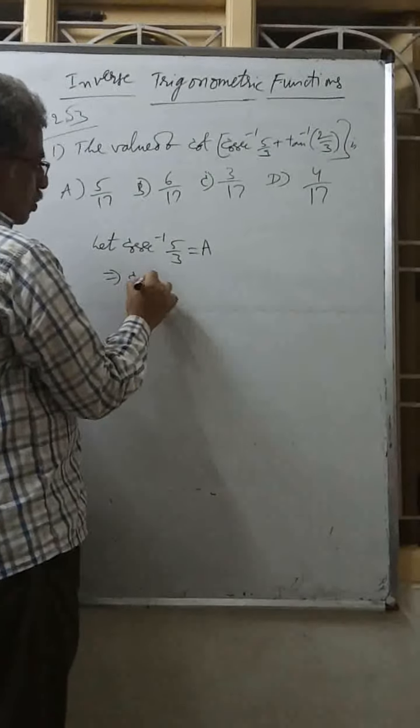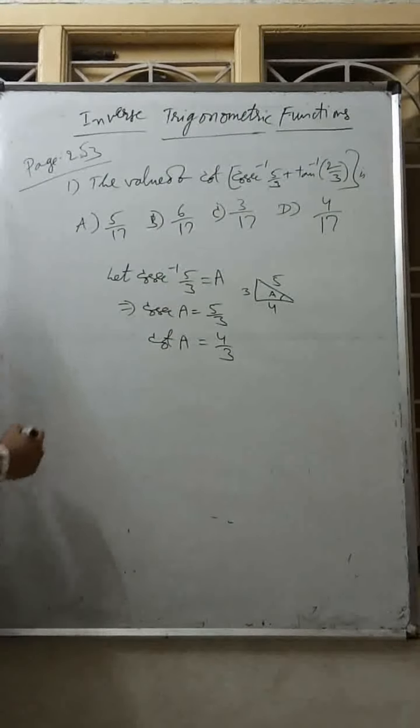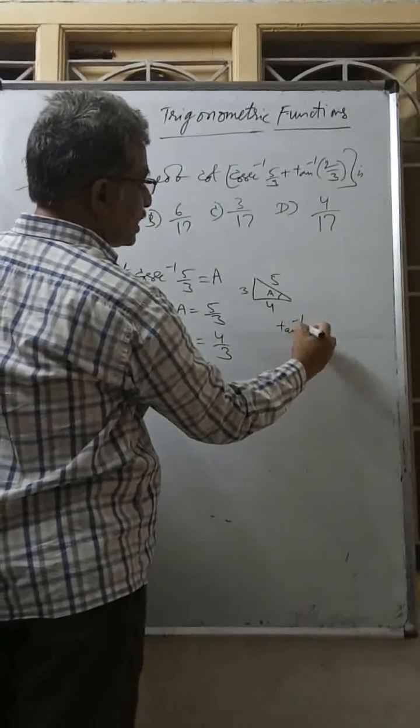If I go for a triangle, this is a. Cosecant means hypotenuse by opposite, so automatically the adjacent side is 4. So cot a equal to adjacent by opposite, that is 4 by 3. And tan inverse 2 by 3, I can directly convert into cot. Tan inverse 2 by 3 equal to b.